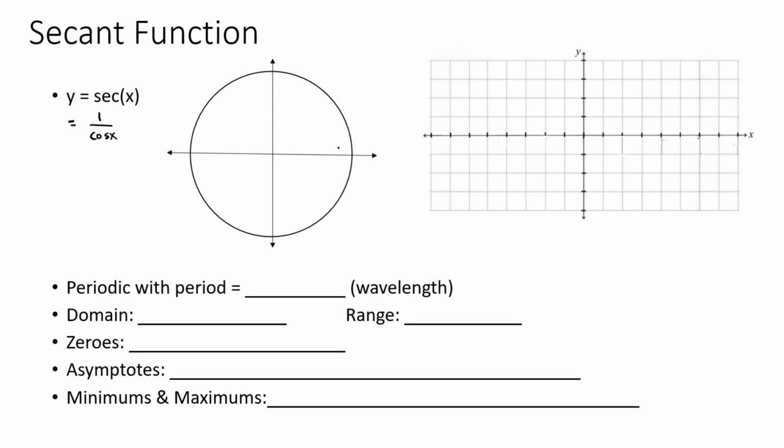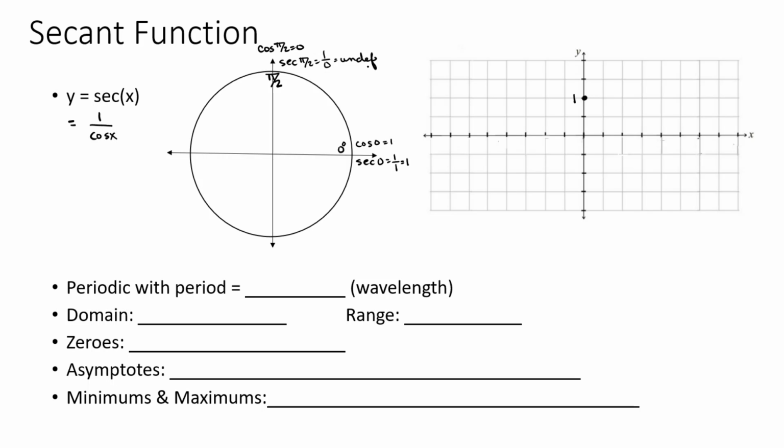So let's just think about 0 degrees for a minute. Cosine at 0 is 1. So that means secant of 0 is 1 over 1, which is still 1. So at 0 degrees, I'm going to plot a point at 1. Okay? At pi halves, or 90 degrees, cosine is 0. That means secant of pi halves will be 1 over 0, which is undefined.